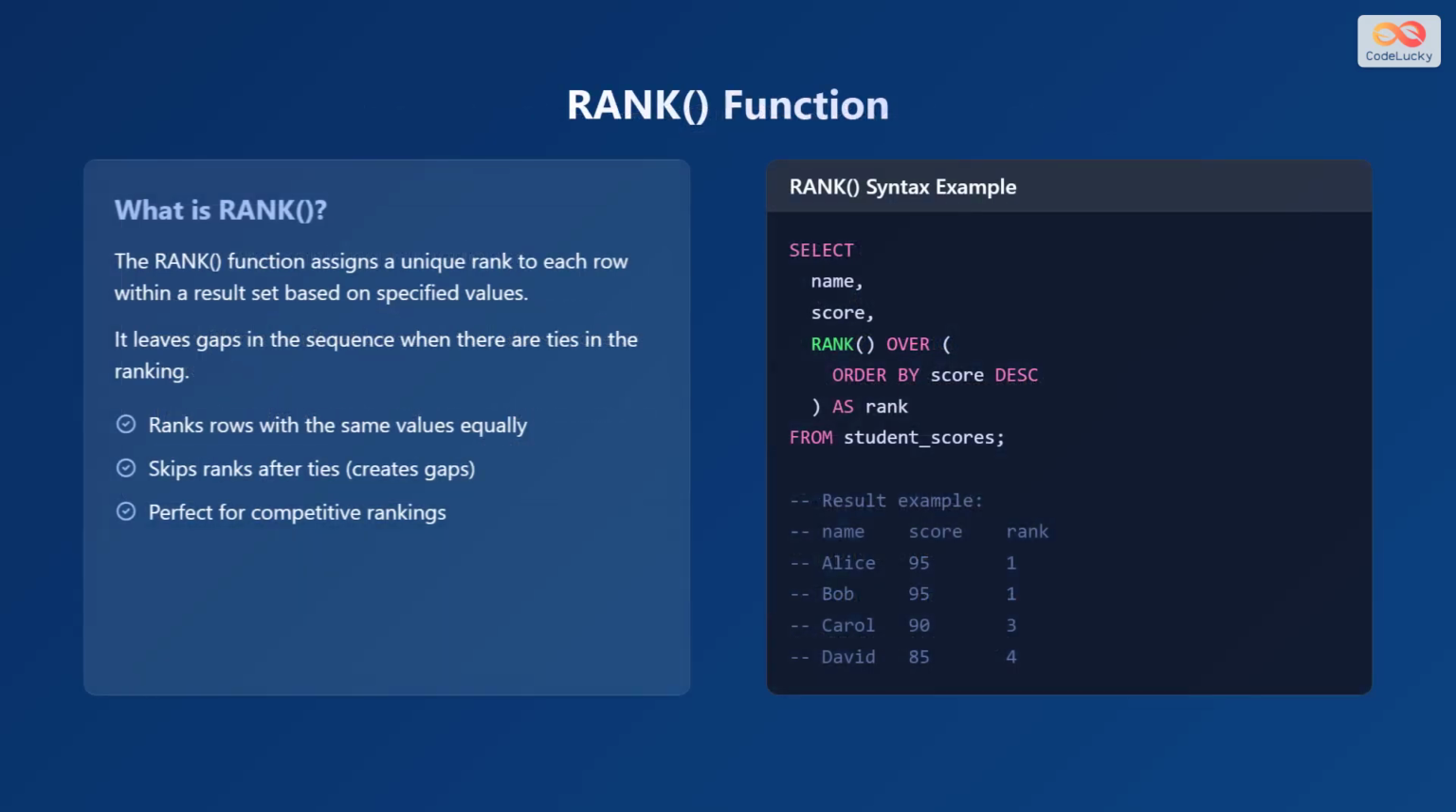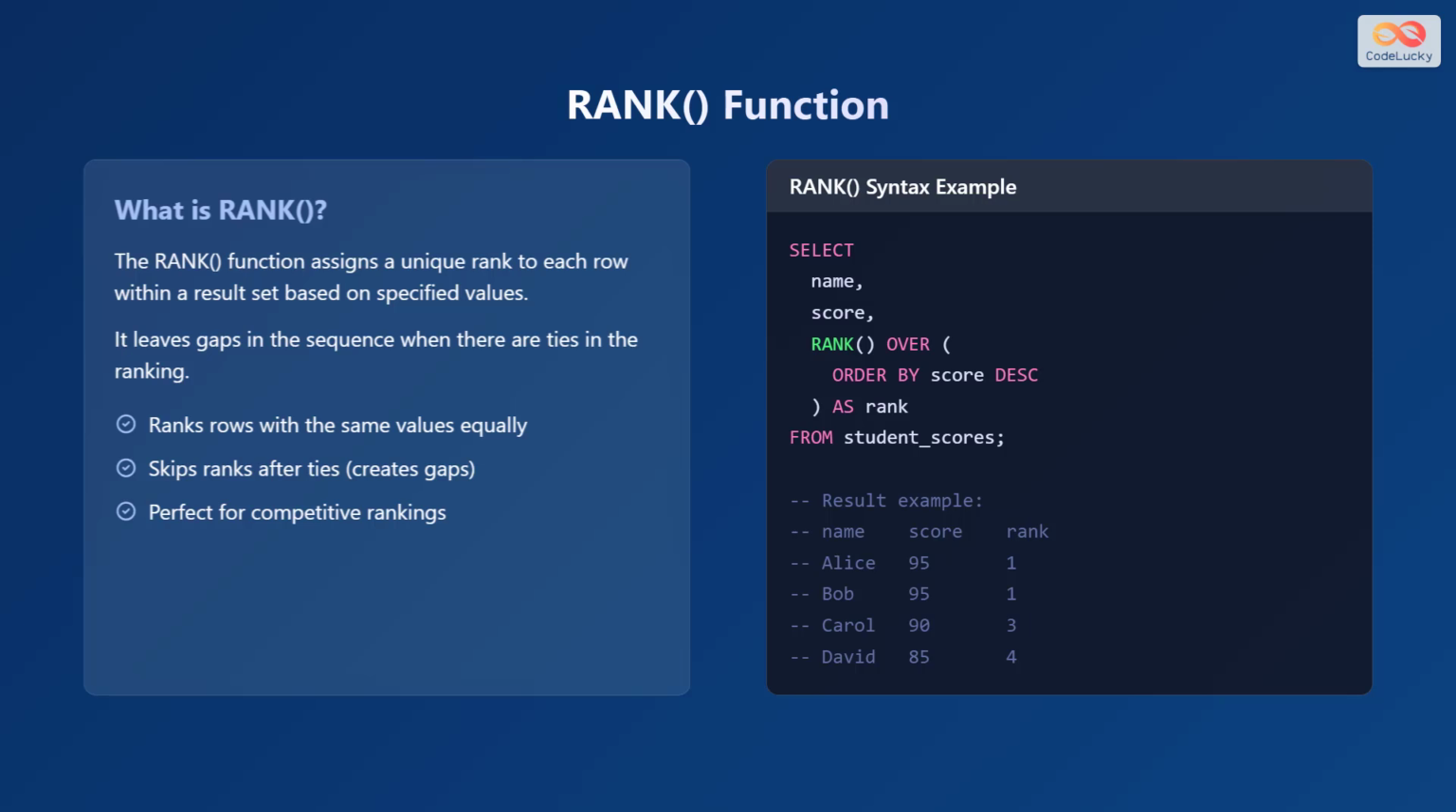Let's understand the RANK function. The RANK function assigns a unique rank to each row within a result set based on specified values. When there are ties in the ranking, it leaves gaps in the sequence. Here are some key points about the RANK function. It ranks rows with the same values equally and skips ranks after ties, which creates gaps. It is perfect for competitive rankings.